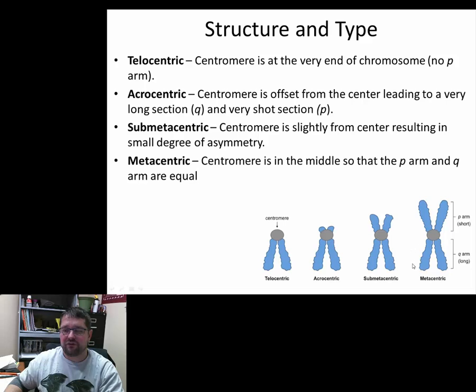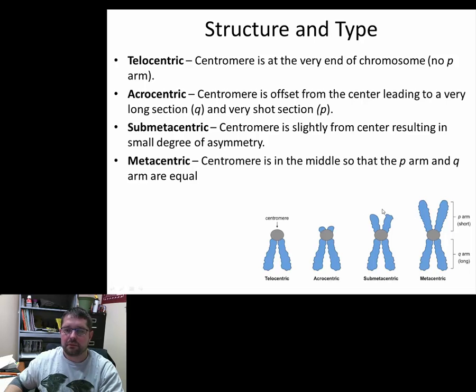He originally called the other arm the G arm, which was a greater arm, or greater than arm. But then it got changed to the Q arm. And so the P arm represents the short region, and the Q arm represents the long region.